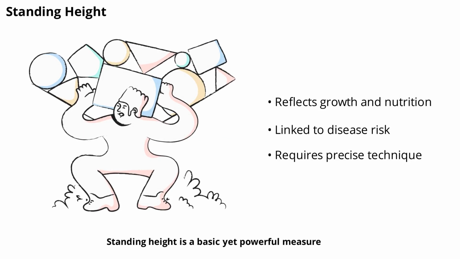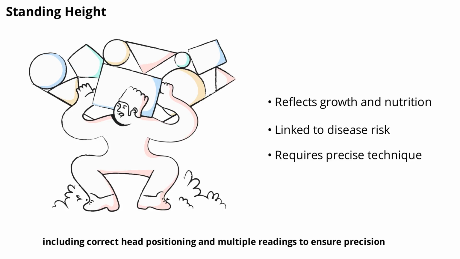Standing height is a basic yet powerful measure. It reflects cumulative linear growth and overall body size, combining the lengths of the legs, trunk, neck, and head. In children and adolescents, height is a sensitive marker of growth and nutrition, highlighting issues like stunting or excessive growth. For adults, final height can be linked to risks for metabolic diseases and cancer. Accurate height measurement requires proper technique, including correct head positioning and multiple readings to ensure precision.